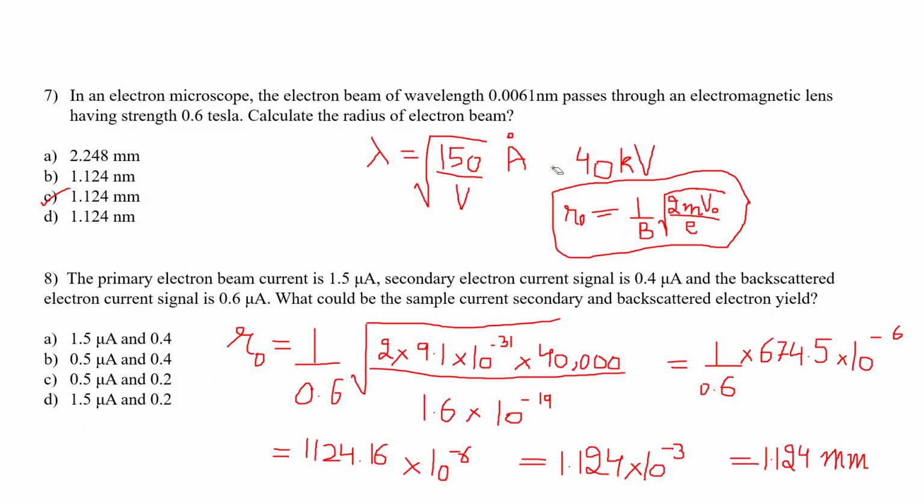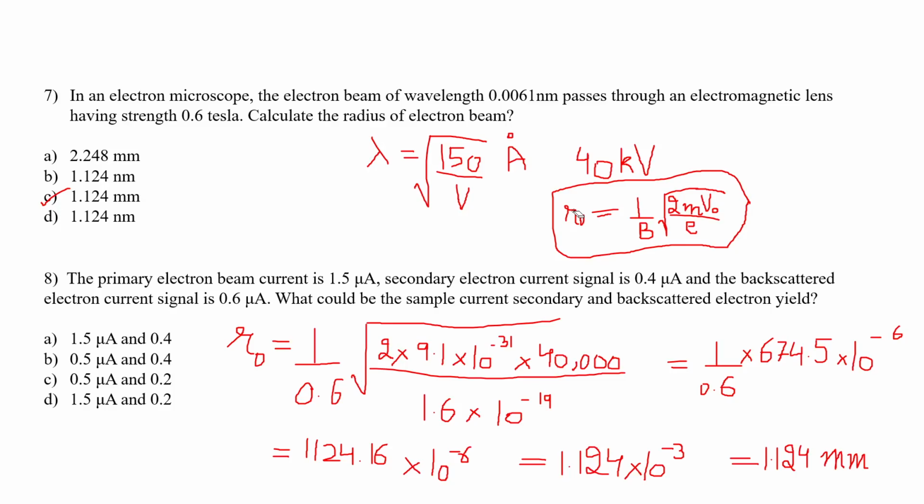This gives your voltage as 40 kV. After that, you can use this formula where the radius of the electron beam R0 is given as 1 by B into under root of 2mV0 divided by e, where m is the mass of electron, e is the charge of electron, V is the energy in volts, and B is the magnetic field in Tesla, which is given as 0.6 Tesla.